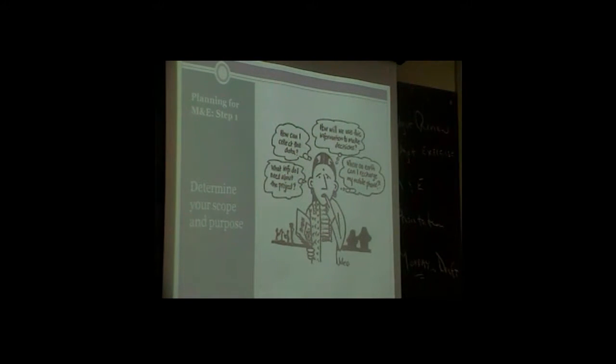Like, how much do you need to know to answer your questions? How much do you need to know about how much money you spend? How much do you need to know about how many people ate from the farm stand? What is the scope of the work that you need to figure out? This is basically it.